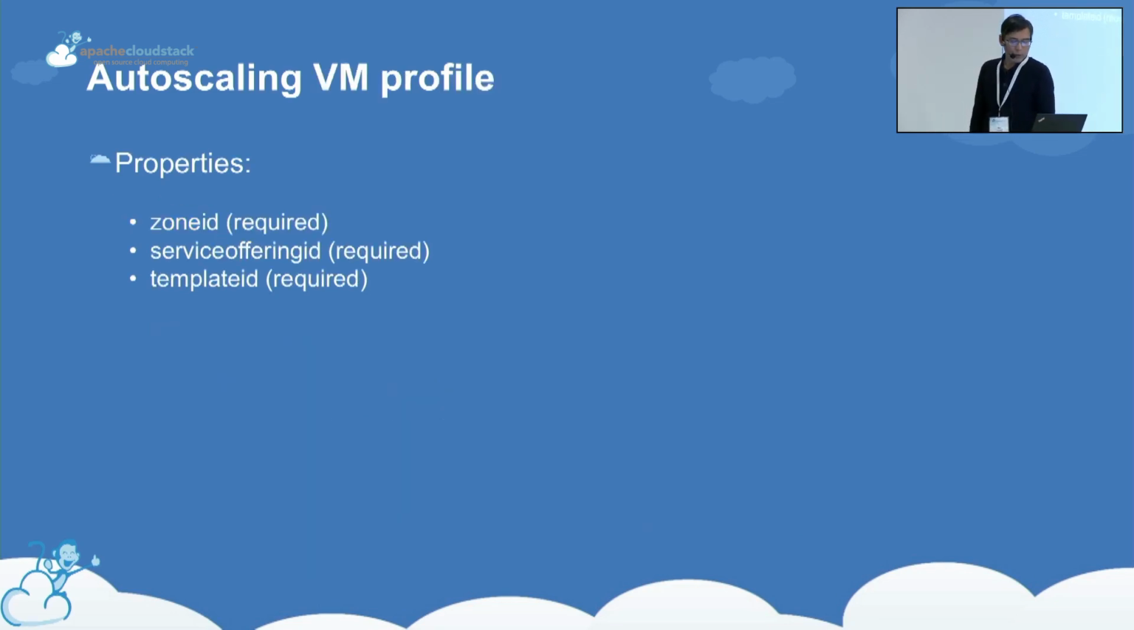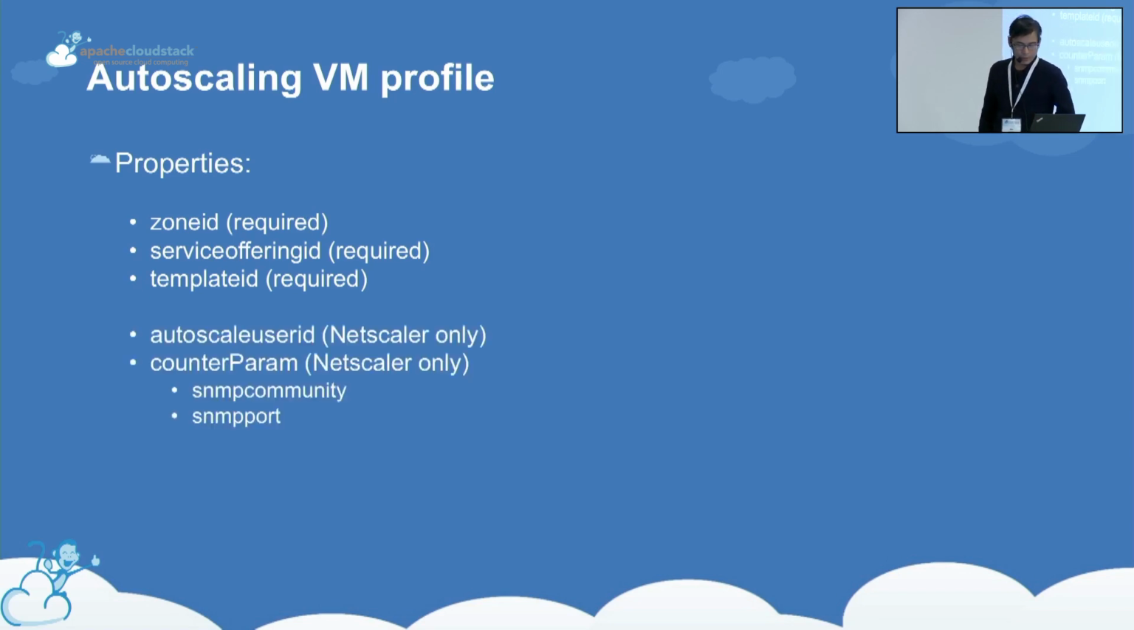VM profile. So it defines the VM. There are 3 required fields. The first one is zone ID. The second one is the ID of the service offering, and the third one is the ID of the template. So these three are mandatory. There are two properties which are for NetScaler, so we can skip it.